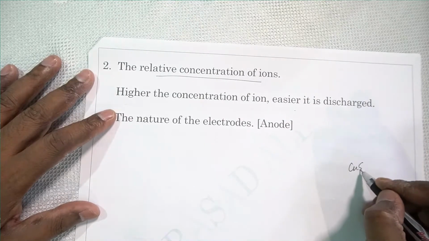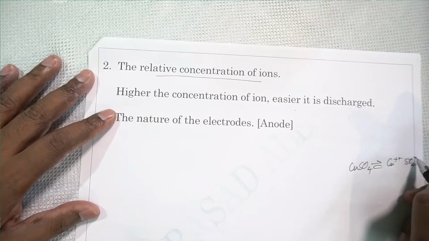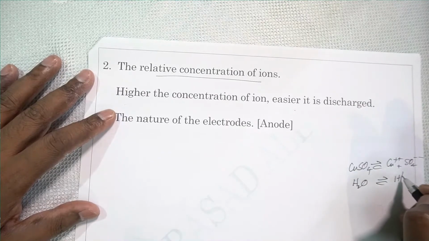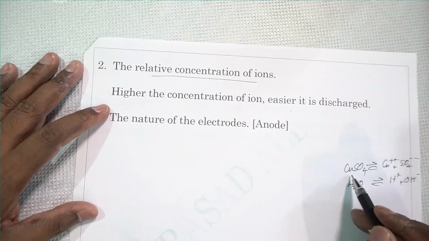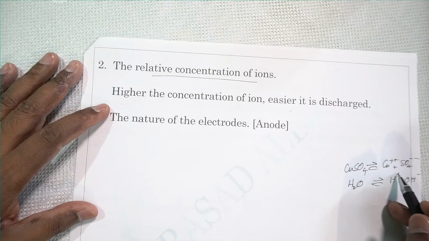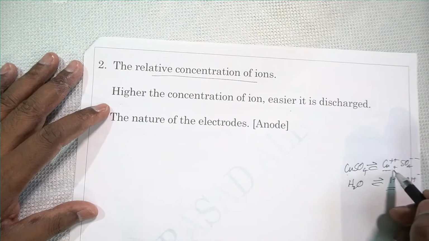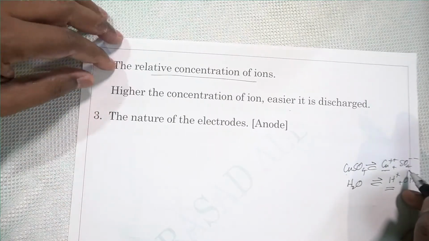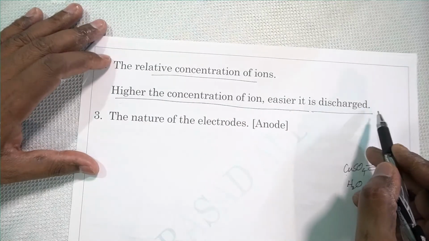Example, if you have CuSO4 solution giving Cu++ and SO4 minus minus ions, and aqueous solution water, now it gives H plus and OH minus ions. Now if the solution is very dilute, means very small amount of copper sulfate is dissolved, copper ions will be less, whereas hydrogen ions will be more, because it is aqueous solution. If you take a strong solution of copper sulfate, more copper ions will be there. Whichever ion is having a higher concentration, that will be discharged easily. So higher the concentration of the ion, easier it is discharged. This is the second condition.